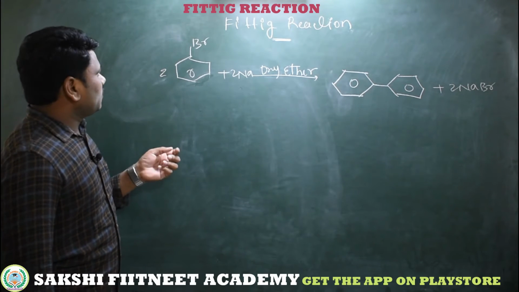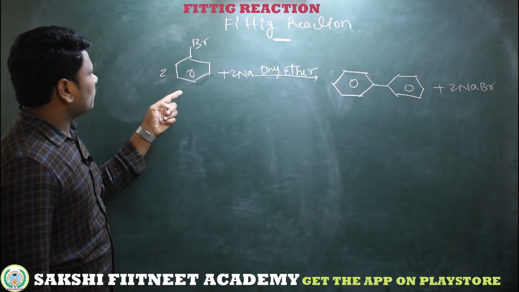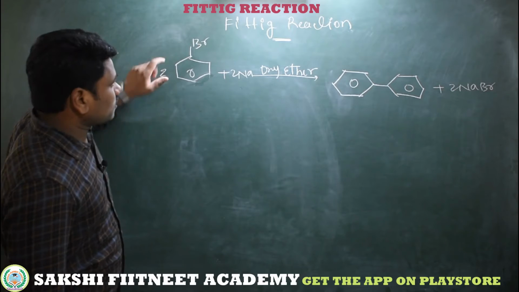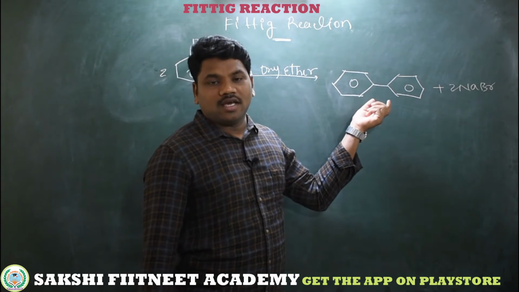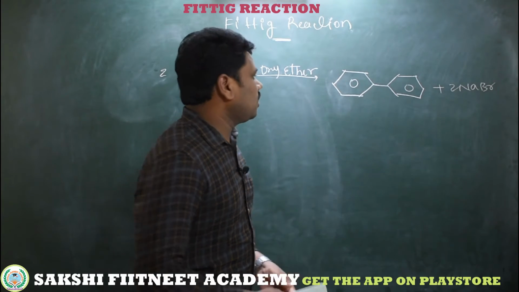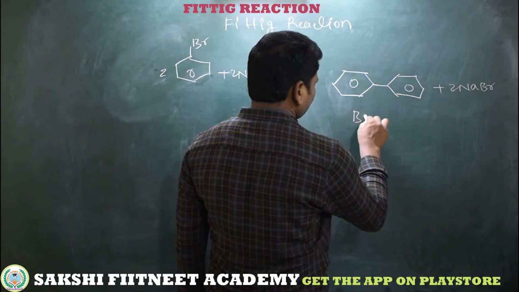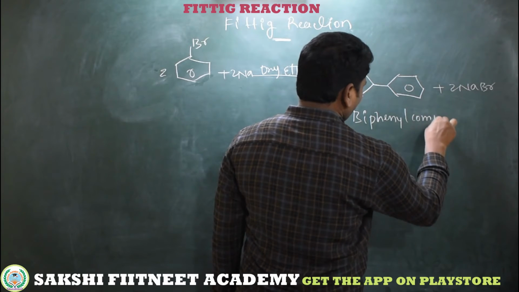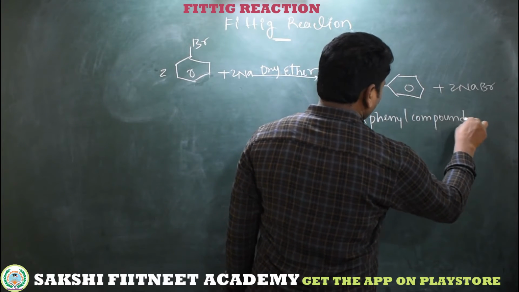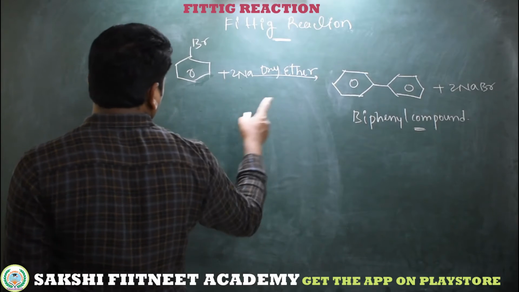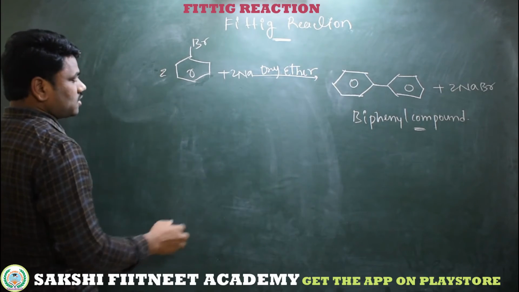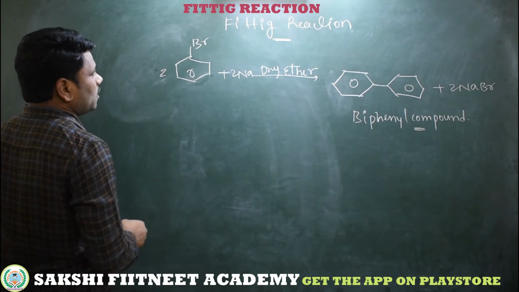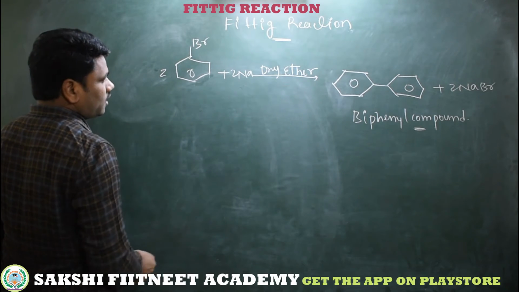So what is happening here, simple. From these 2 moles of bromobenzene, both the benzene rings are bonded to each other, coupled to each other. This is called a biphenyl compound. So this is actually the Fittig reaction. So here, coupled, that is the coupled product. Here is coupling between two aryl groups. Then we are getting a biphenyl.